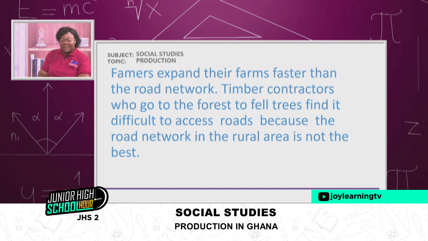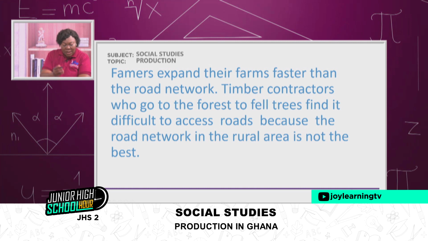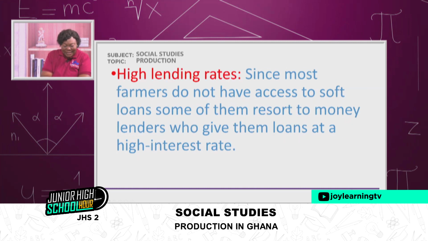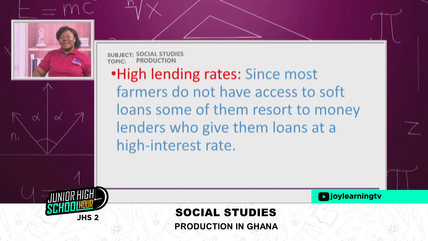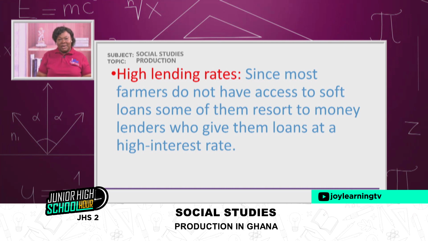Farmers expand their farms faster than the road network. Yes, during rainy season, farmers work very hard. Timber contractors who go to the forest with felled trees find it difficult to access roads because the road network in the rural areas is not the best. Just as we said, it is impossible. They cannot access it. So all these things get stacked and remain in the forest and get rotten. So you can just imagine, this is a big problem. And so the government needs to beef up and do the right work so that we as individuals and citizens can also enjoy what has been planted in our nation or our motherland, Ghana.